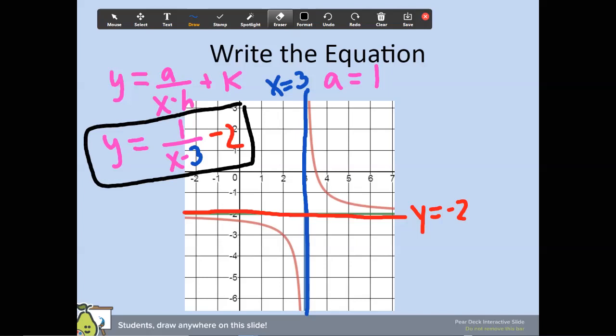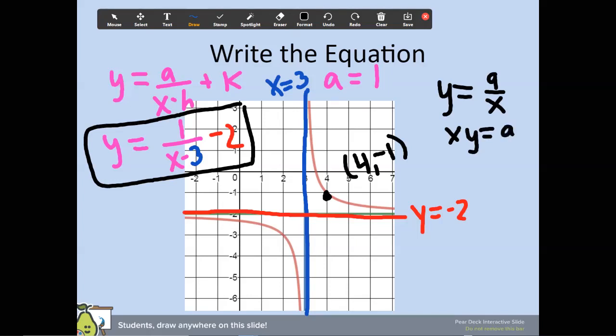Now, just a little quick note as to if you had to find an a, you could always plug in a point. So this point right here is at 4, -1. You could plug that in for your x and y and find your a. How I personally do it is with these, basically the general equation for these is y equal a over x, where if I rewrote this, this is really x times y equal a. My x and y distance, coordinates if I'm at 0, 0, but distance from my asymptote, basically, if I multiply those together, I get my a.